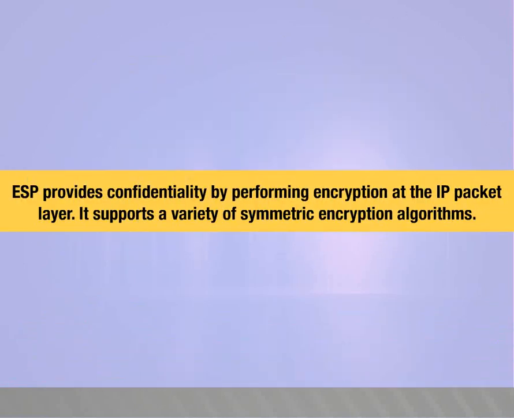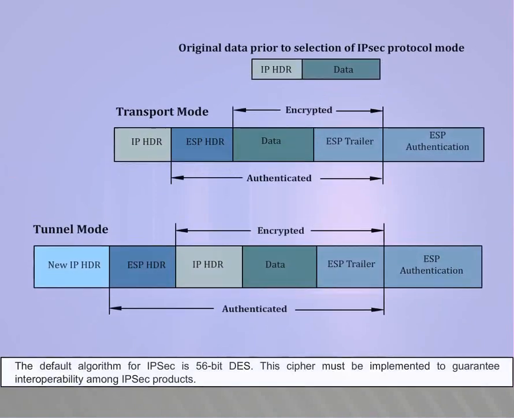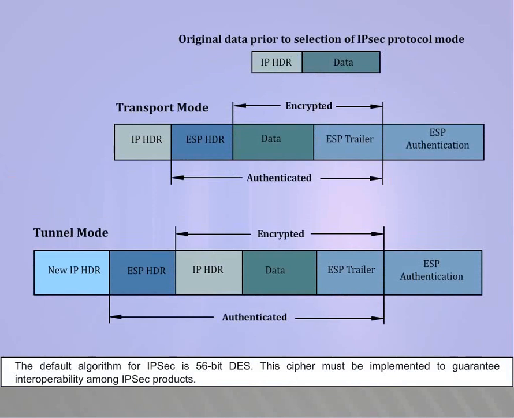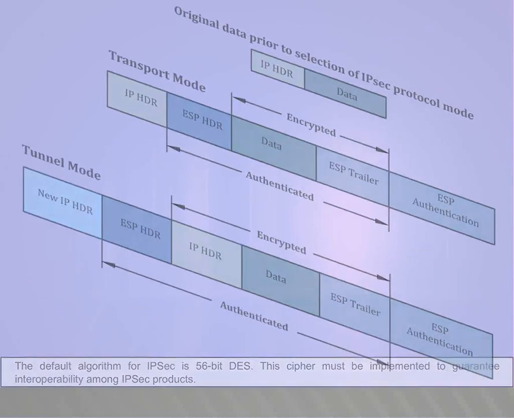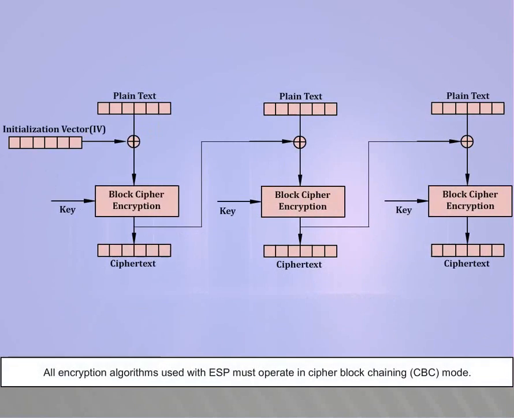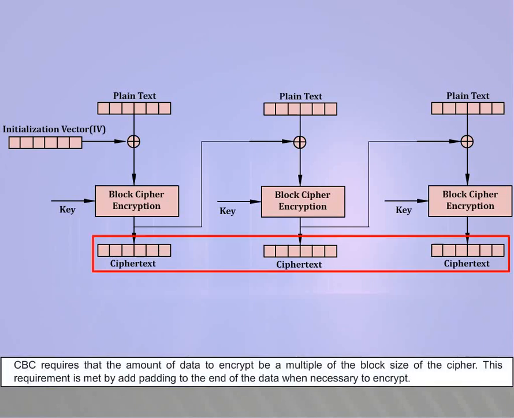ESP provides confidentiality by performing encryption at the IP packet layer. It supports a variety of symmetric encryption algorithms. The default algorithm for IPsec is 56-bit DES. This cipher must be implemented to guarantee interoperability among IPsec products. All encryption algorithms used with ESP must operate in cipher block chaining (CBC) mode.